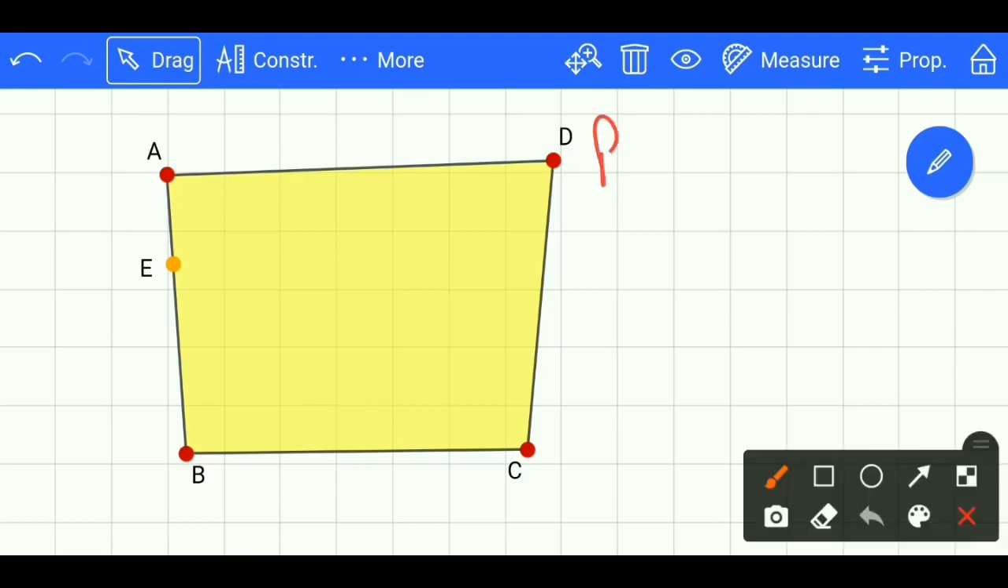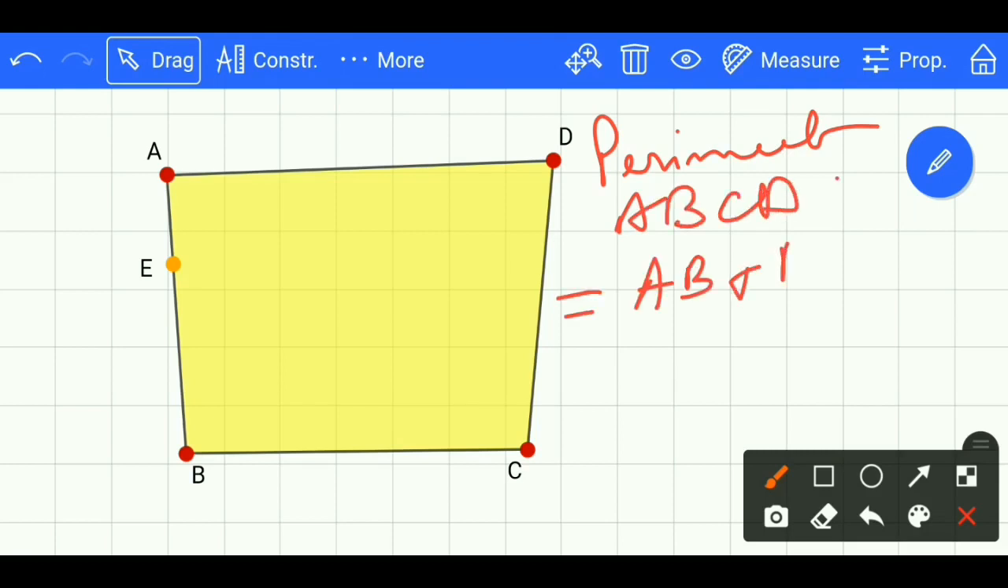So its perimeter will be: perimeter of ABCD is equal to AB plus BC plus CD plus DA. The total length of the four sides of this quadrilateral will be equal to its perimeter.